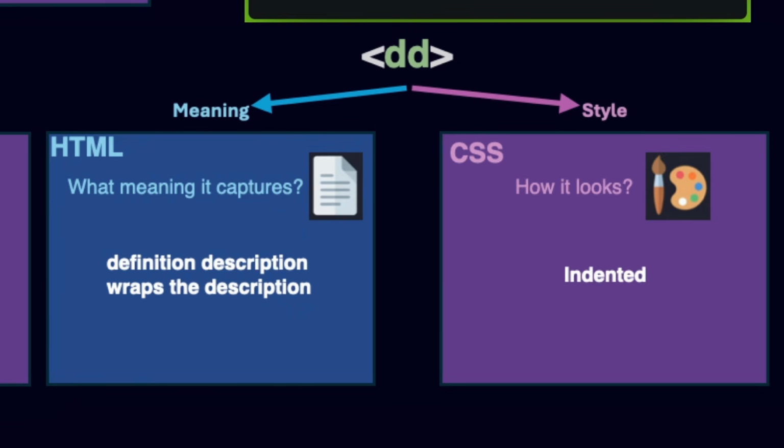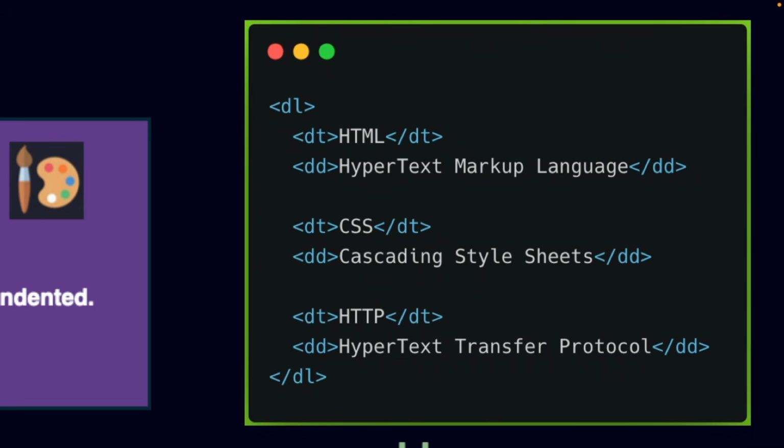And the order matters here. First, we have the term, and then the description for that term, and then another term with the description for it, so on and so forth. Let's take a look at this in the browser.